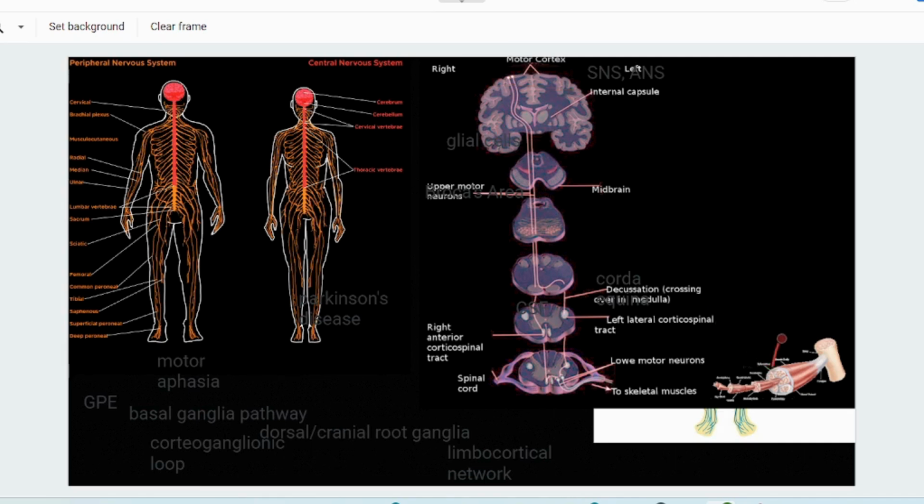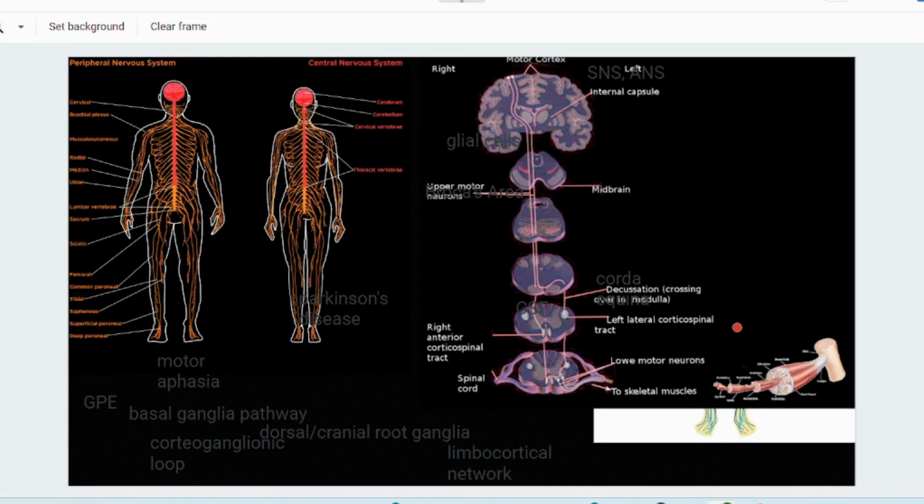The major motor pathways involve the corticospinal tract, which is the main pathway for voluntary motor control. Upper motor neurons originate in the primary motor cortex and descend through the internal capsule, cerebral peduncles, and medullary pyramids. Most fibers decussate at the level of the medulla oblongata. Fibers descend through the lateral corticospinal tract and synapse with lower motor neurons in the anterior horn of the spinal cord, where the lower motor neurons project to skeletal muscles.